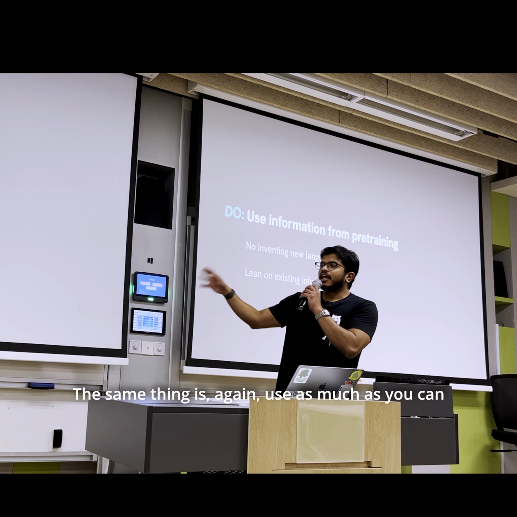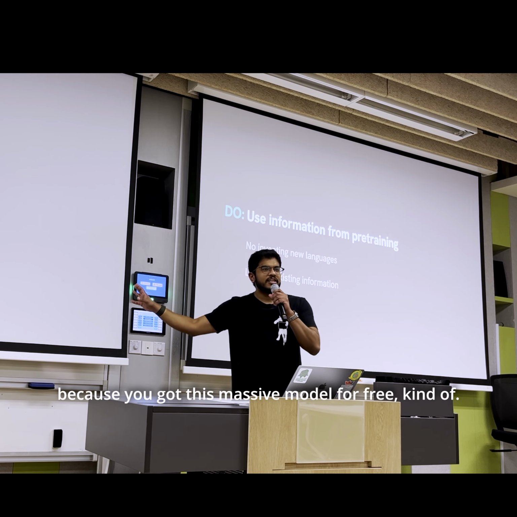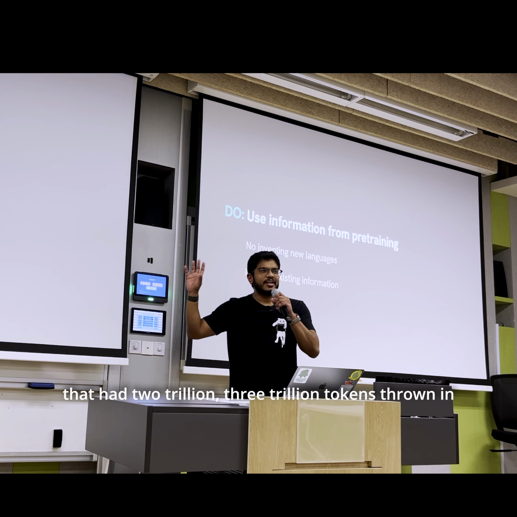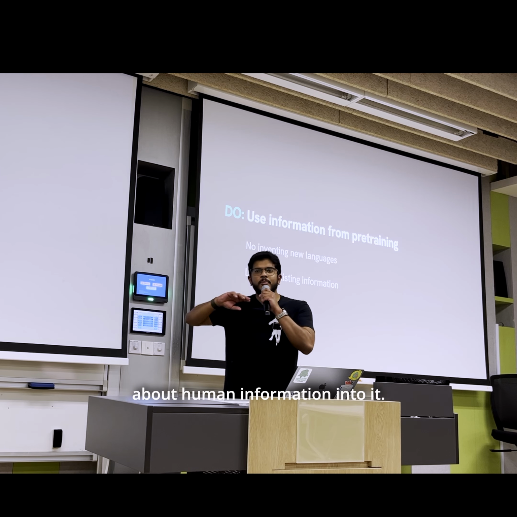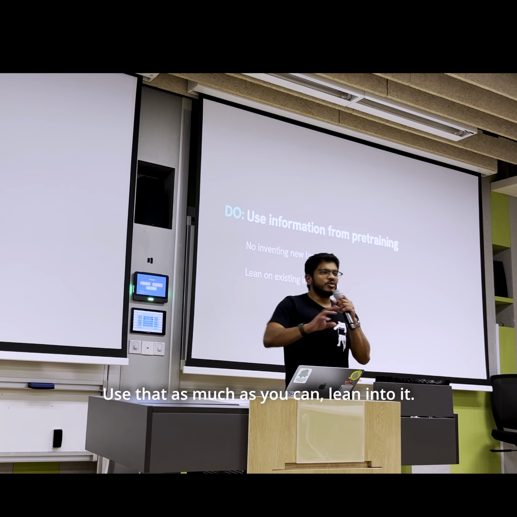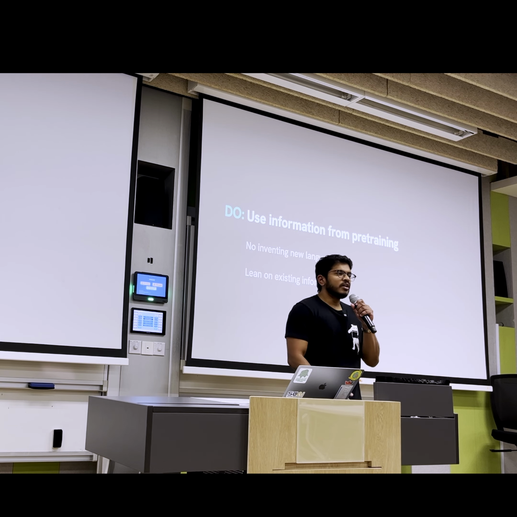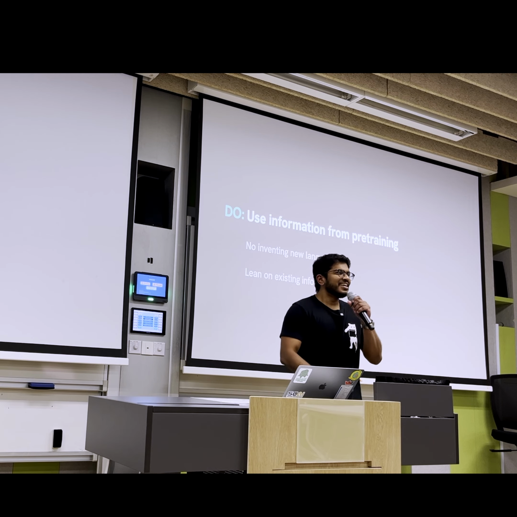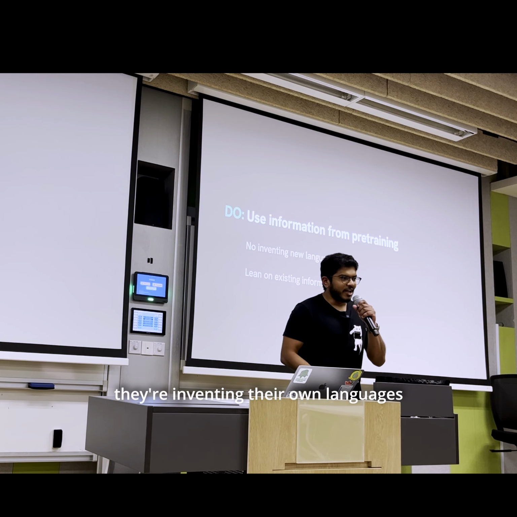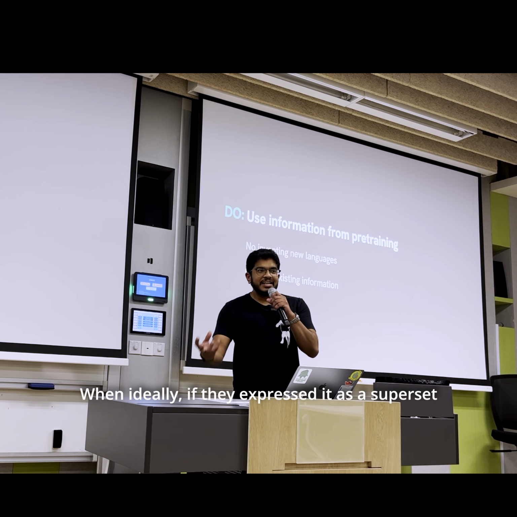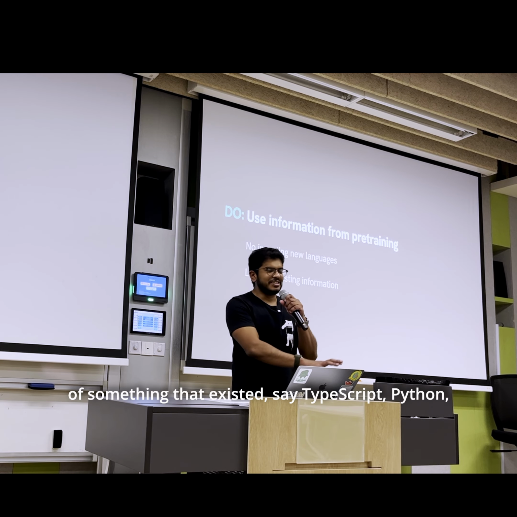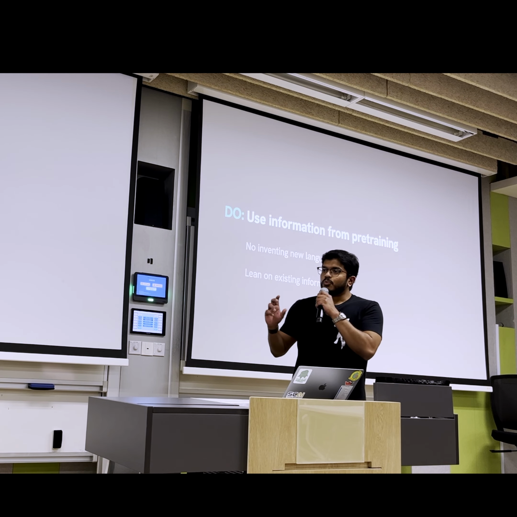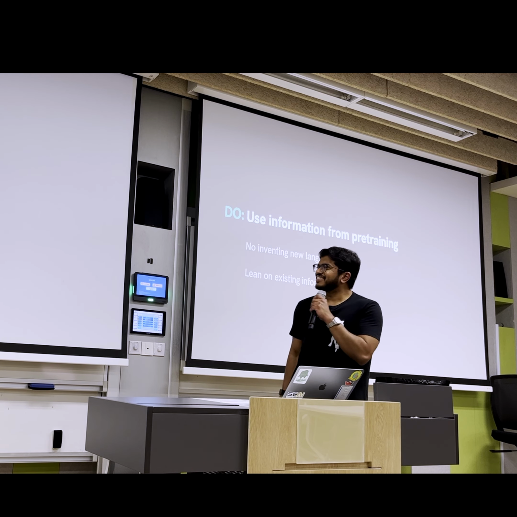The same thing is, again, use as much as you can, because you got this massive model for free, kind of, right? Commoditized down, and you got this massive model that had 2 trillion, 3 trillion tokens of human information thrown into it. Use that as much as you can. Lean into it. There are a lot of libraries, let's say projects that I've either consulted or advised with, where they're inventing their own DSLs, their own languages to express what they want, when ideally, if they expressed it as a superset of something that existed, say TypeScript, Python, English, Hindi, whatever, you'd get a lot more benefit out of that.